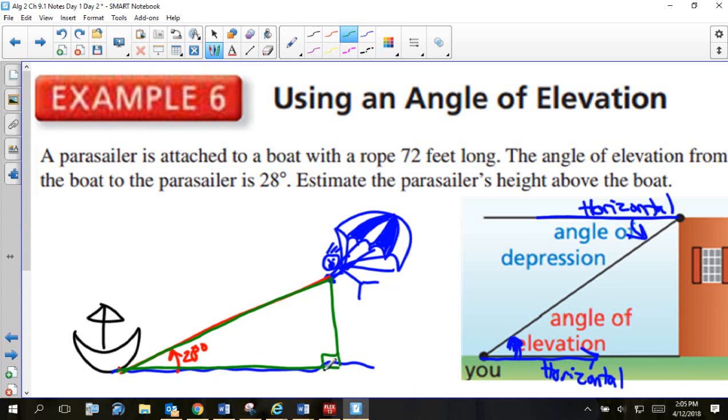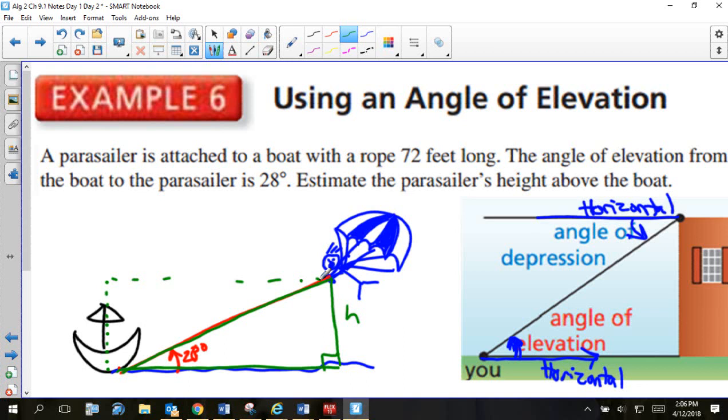The question is, estimate the parasailer's height above the boat. But the parasailer is not above the boat. So what does that mean? If the parasailer were right above the boat, which you couldn't do because it's not like a balloon, it would be that distance. So I could just move that same distance over here. Those distances would be the same. This forms a rectangle as well. So those two distances would be exactly the same. I don't want you to read this and literally put the parasailer above the boat, because that's not how it works. You have to understand how life works to draw these pictures.